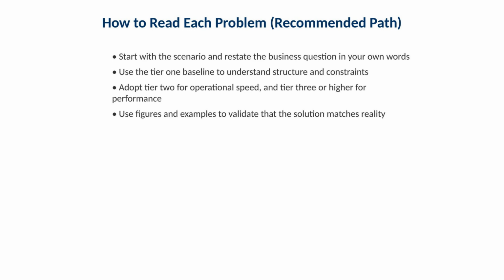For each problem, begin with the scenario and restate the business question. Then use the Tier 1 baseline to understand what is being optimized and what must be respected. In practice, you often deploy Tier 2 methods for speed, and move to Tier 3 or higher when the payoff is real. Finally, use concrete examples and visuals to sanity check that the solution matches operational reality.